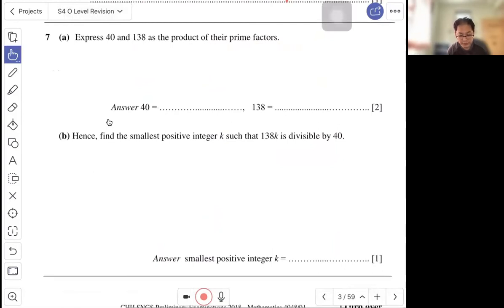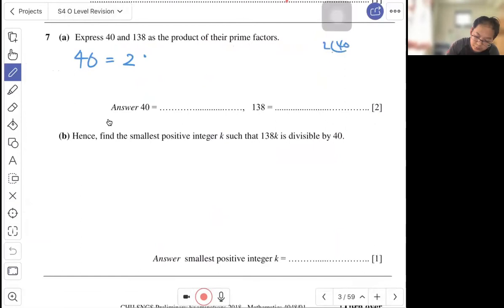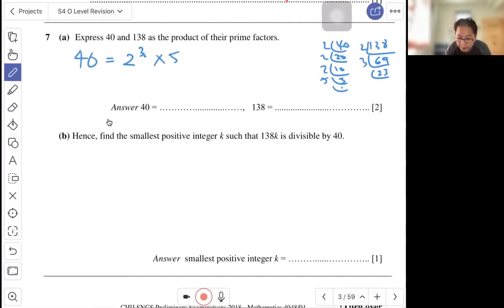Question 7a. Express 40 and 138 as the product of prime factors. So 40 equals 2 cubed times 5. 138: 2 times 3 times 23. So 138 equals 2 times 3 times 23. So this is the answer.